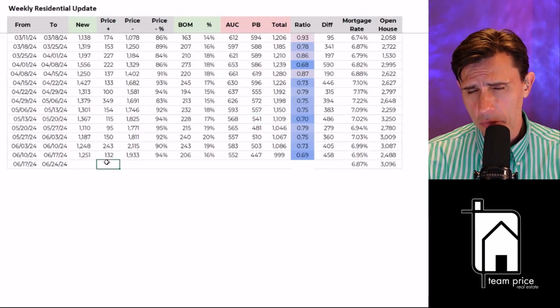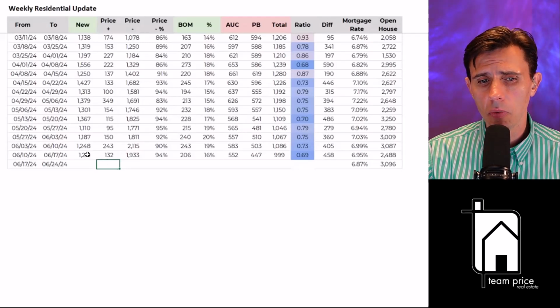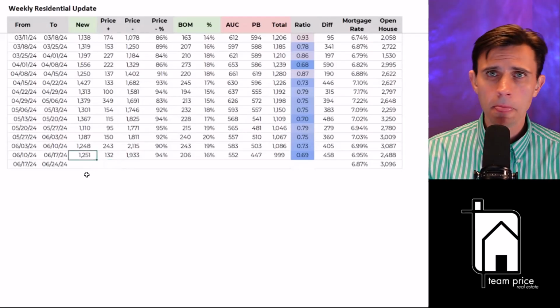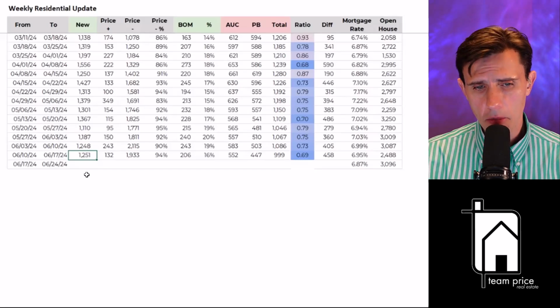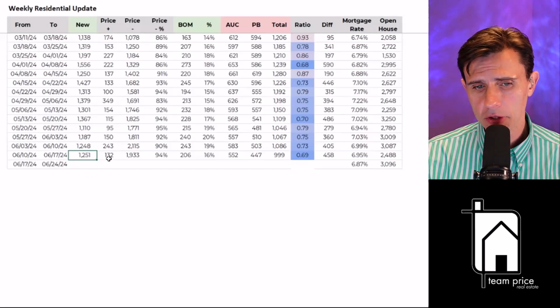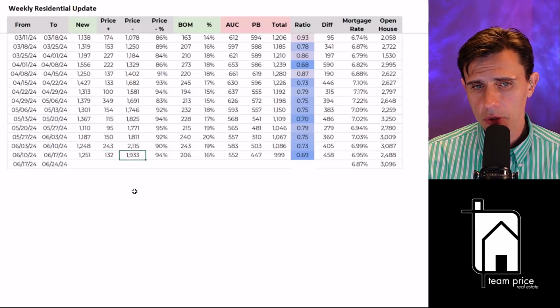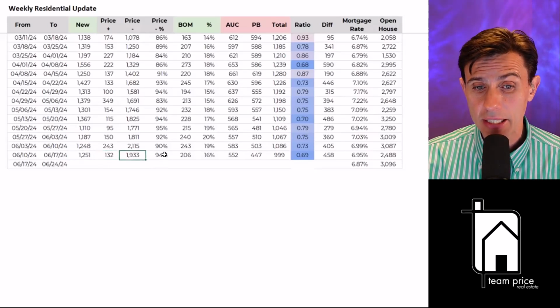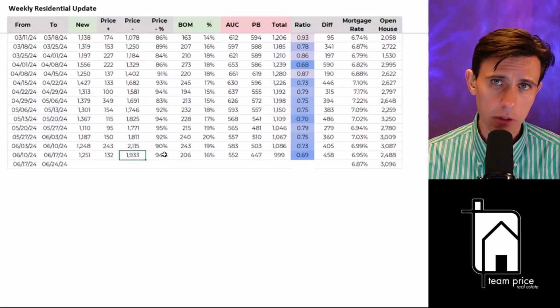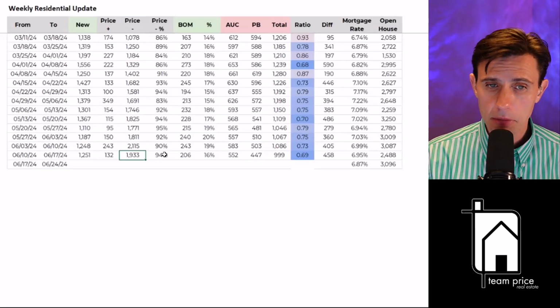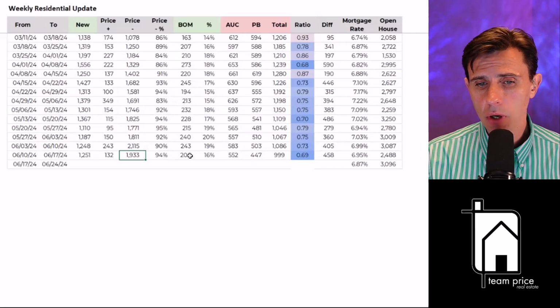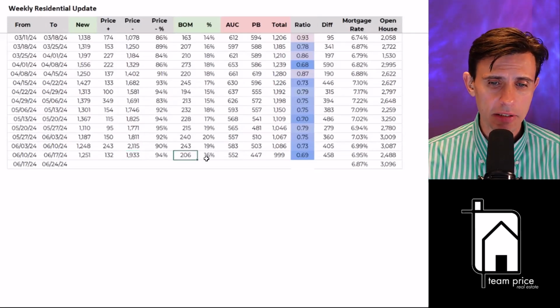Let's go ahead and do a brief recap. Two weeks ago, 1,251 new listings came on the market, a little bit higher than the previous week, 132 price increases, 1,933 price drops. That's going to give us a 94%. That's the ratio between price drops and price increases. 206 back on the market. That puts us at 16%.